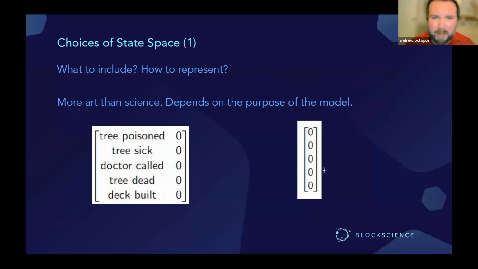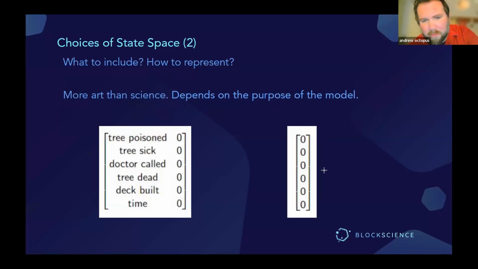And then the question is which of these are tracked in the global state and which are tracked in the agent state, and not to get too deep in that rabbit hole. Probably we need at least 5 variables: whether the tree was poisoned, whether the tree was sick, whether the doctor was called, whether the tree was dead, and whether the deck was built. And we might, oh, go ahead.